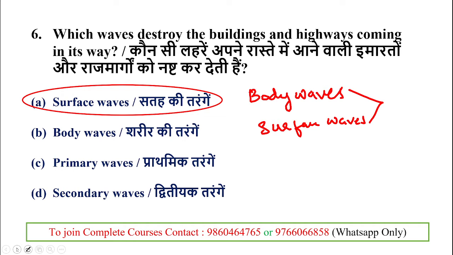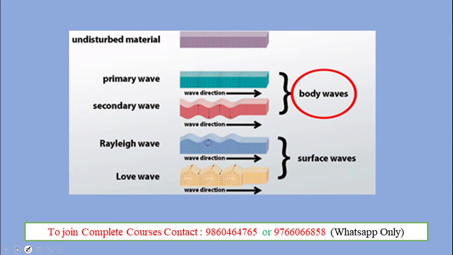Clear. And the buildings and highways are destroyed by surface waves. Clear. So the other slide shows the four important waves related to earthquakes, and this is the undisturbed material, the normal situation. And then what is the difference between body waves and surface waves? In body waves you can see the earth moves in a direction. For example, in our body we can move in different directions.